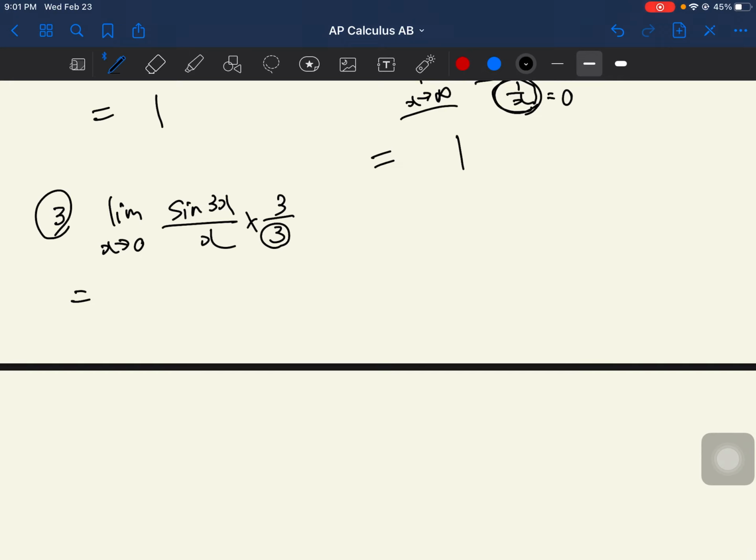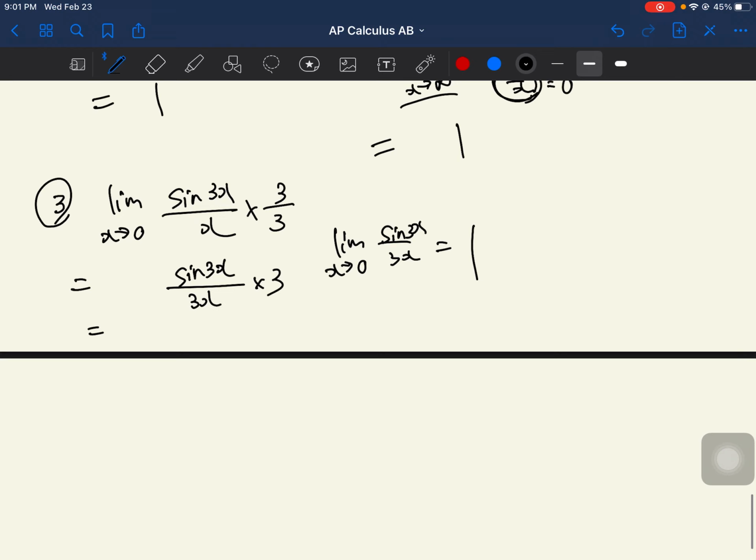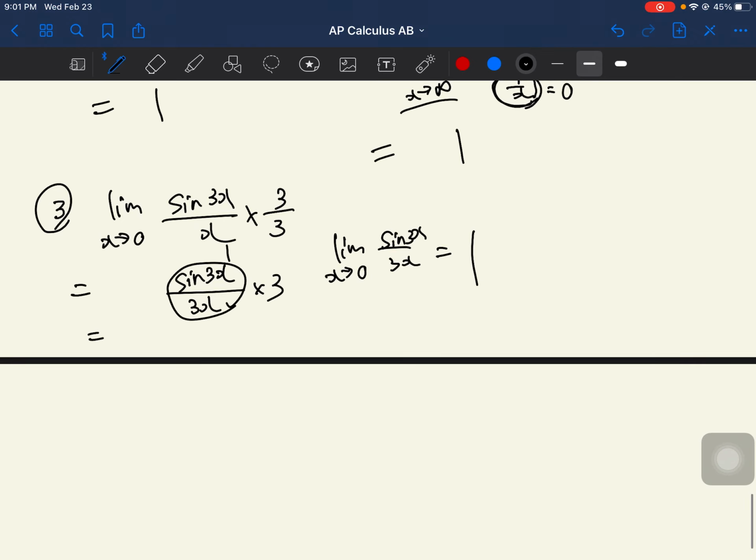Then the bottom part is 3x, and the top part is sine 3x times 3. And when the limit as x approaches 0 of sine 3x over 3x is going to be 1, so 1 times 3 is going to be 3. Yeah, that's all.